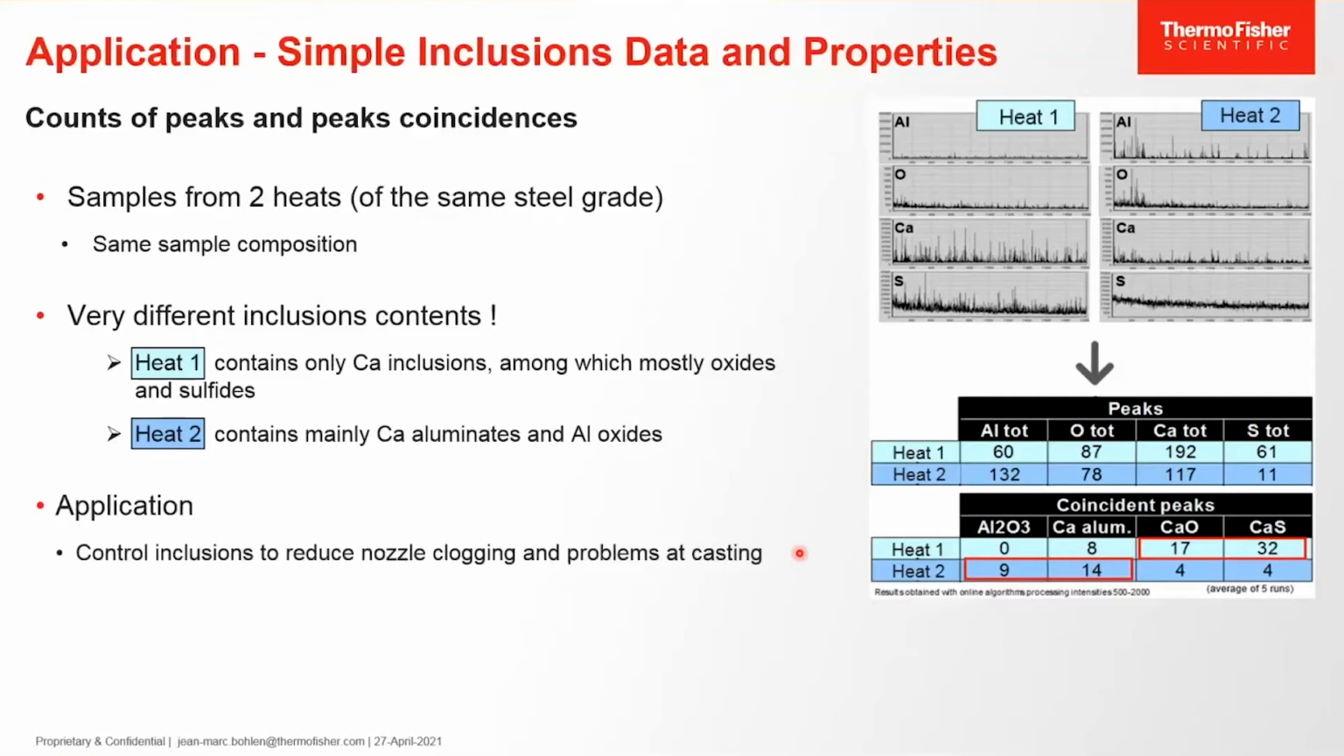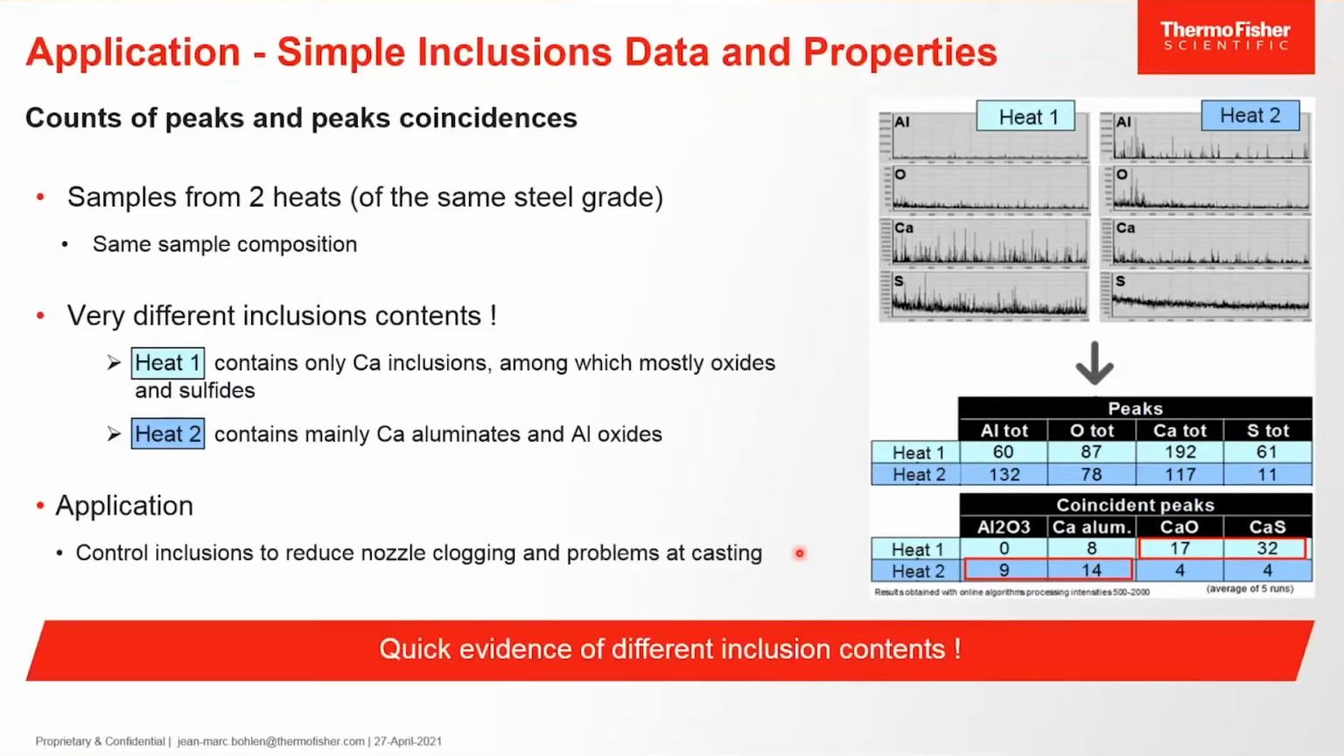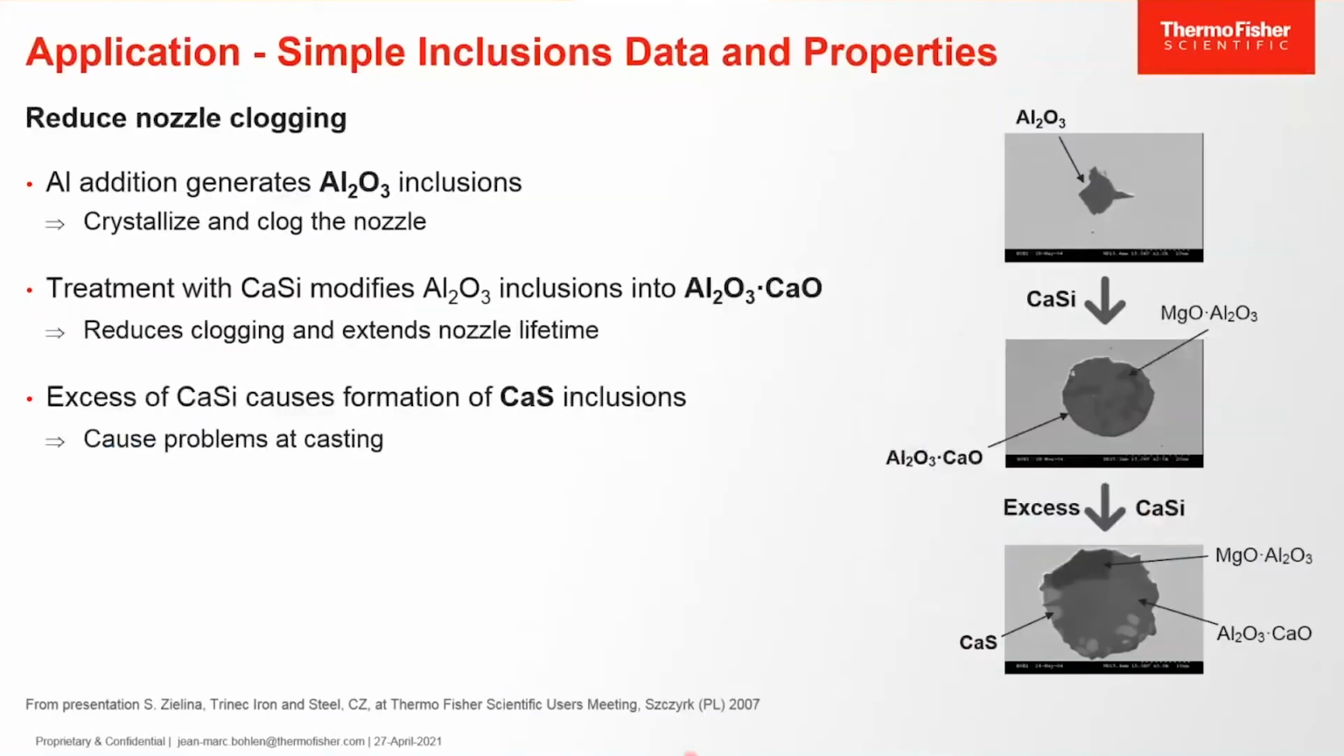An application for that is, of course, steel quality, but it can be used also to control the inclusions and reduce nozzle clogging and problems at casting. So let me now just come back to nozzle clogging. We've mentioned that inclusion analysis with optical emission allows us to reduce nozzle clogging. So, just back to how it is caused.